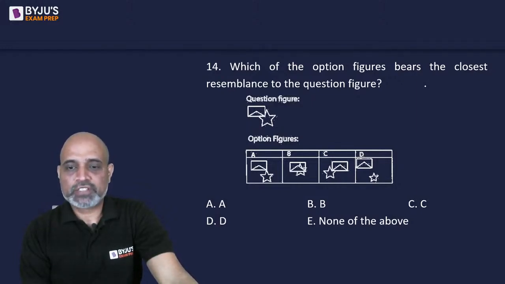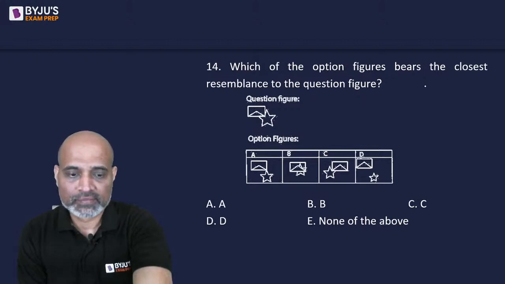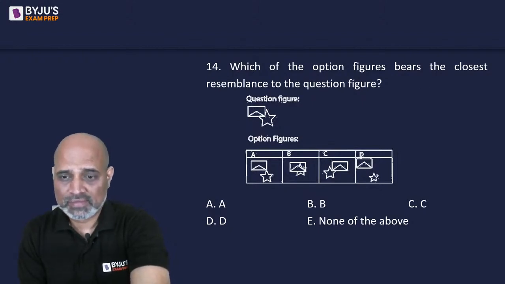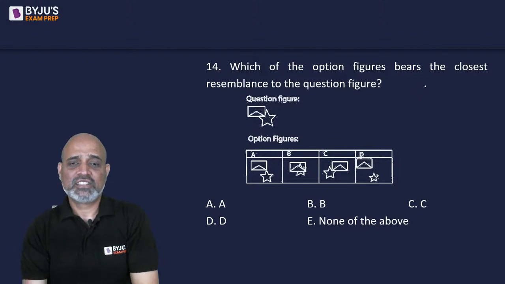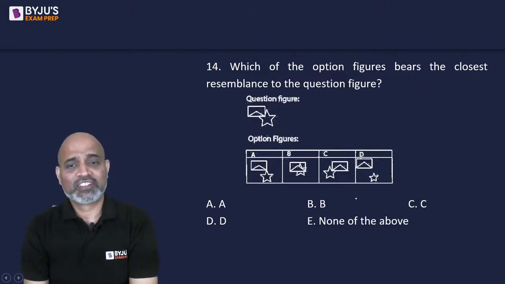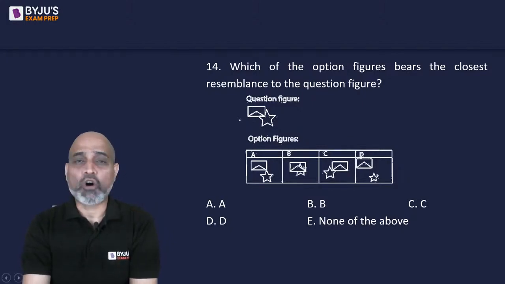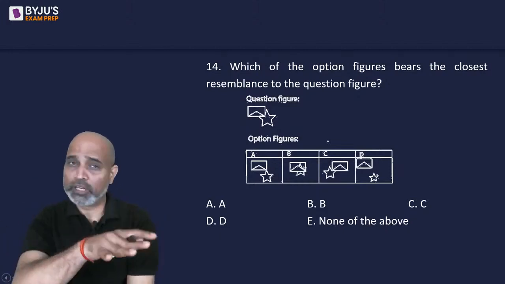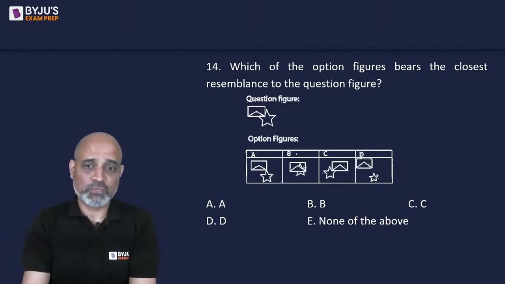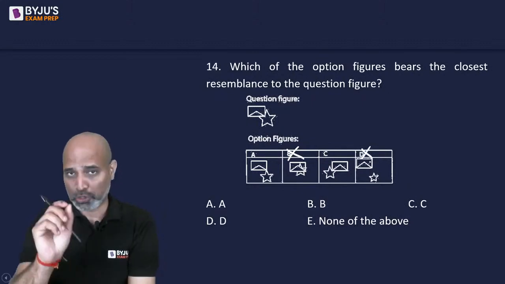Which of the given figures is the closest resemblance? Anyone? A, C, D. यार D किधर से? D कैसे है? The star and that envelope, they are touching each other. They are not overlapping. They are not superimposing each other. They are not far away. So B and D तो नहीं हो सकता. They should be touching, right?